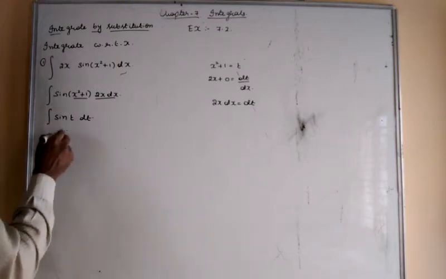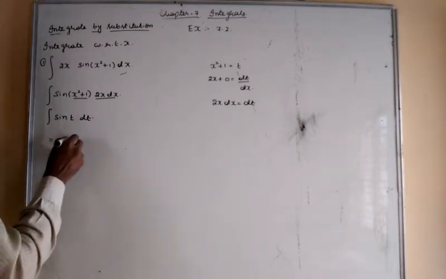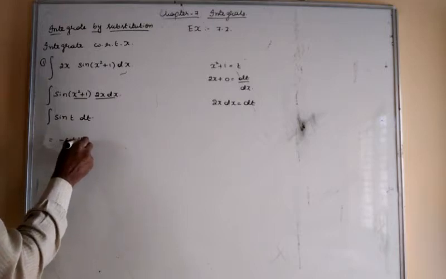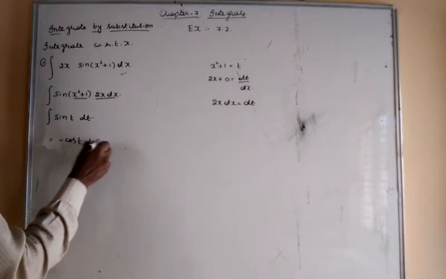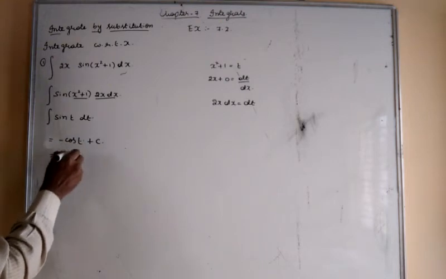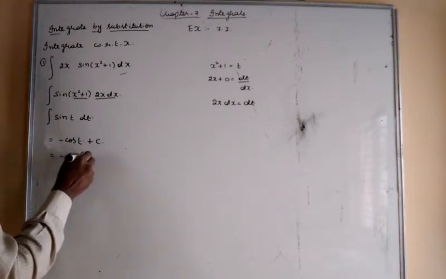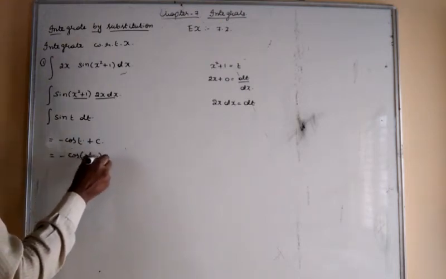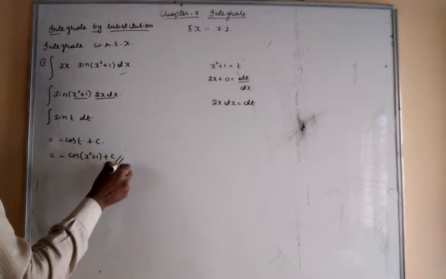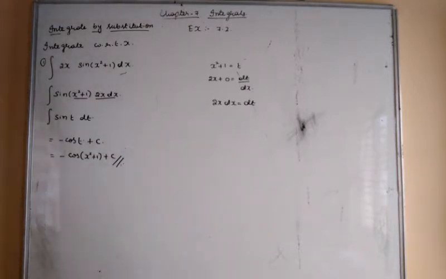So integration of sine, we know, is minus cos, here minus cos t, plus c is the constant. So what is the value of t? Cos of (x square plus 1) plus c. So this is the answer.